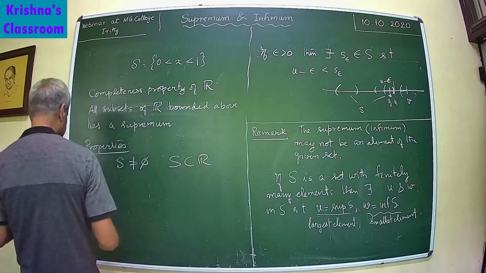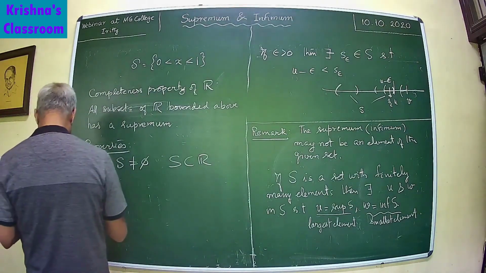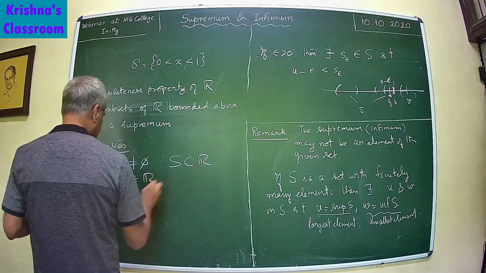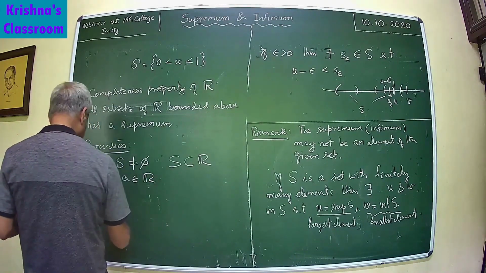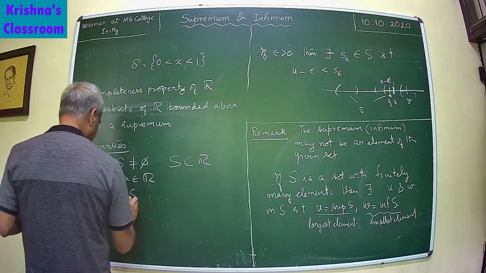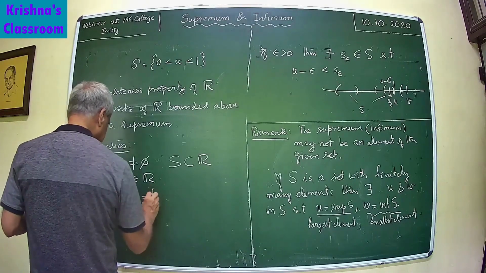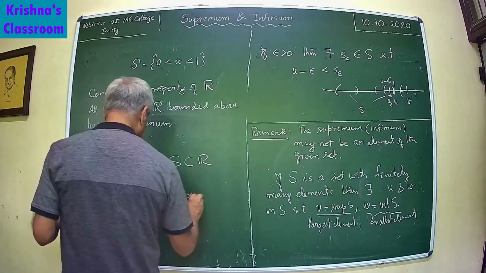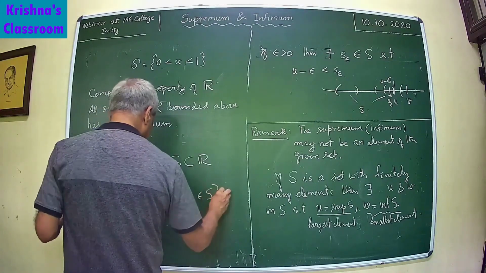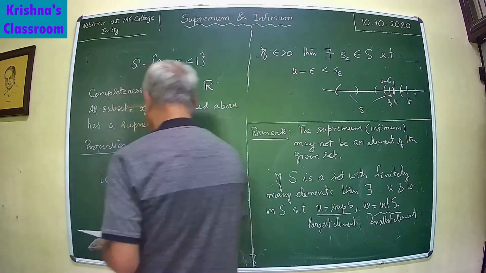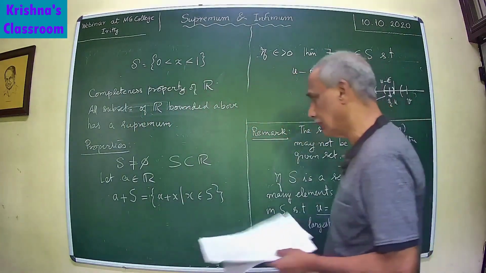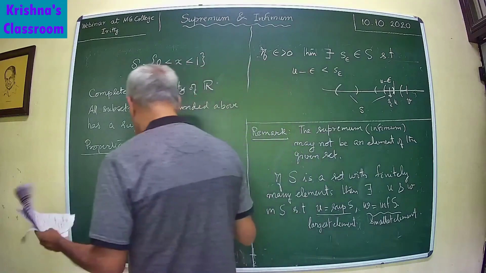Then you have, let A belong to R. Then if you define a new set called A plus S, this is what you call A plus X, where X belongs to S. All this is sensible because you are working within R, where you have addition and multiplication, you have an order relation, everything is there.